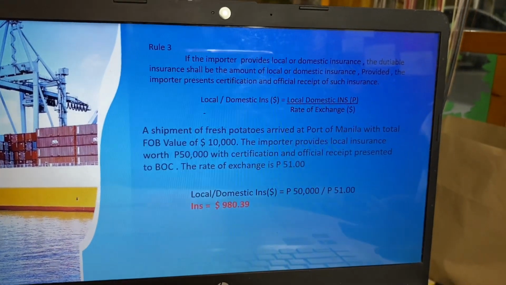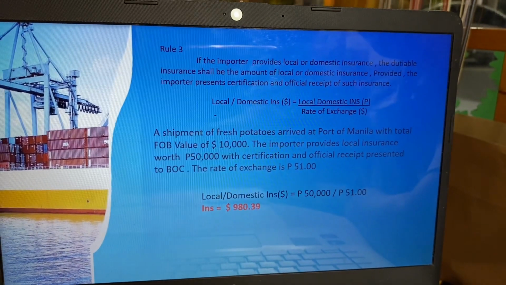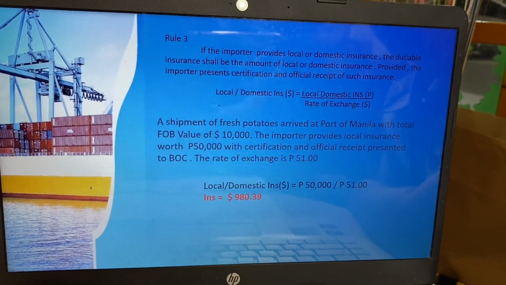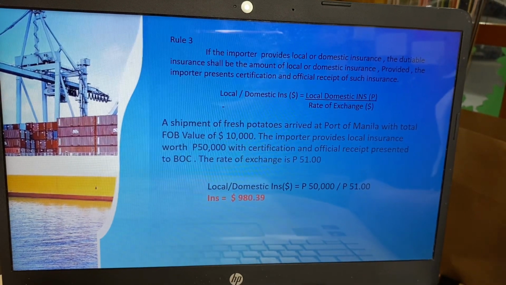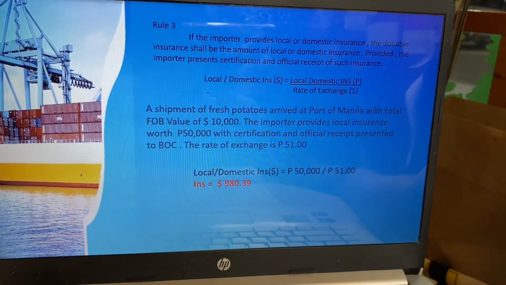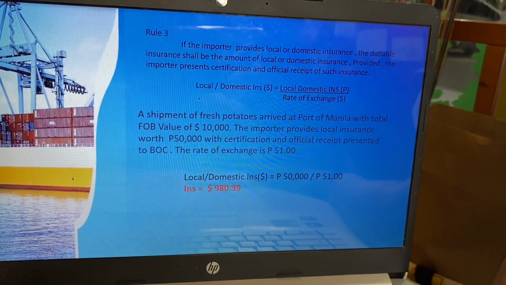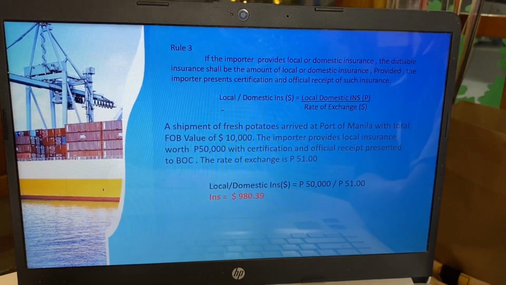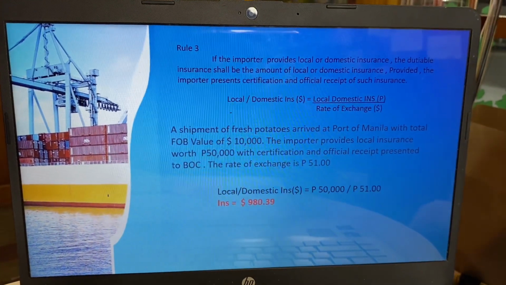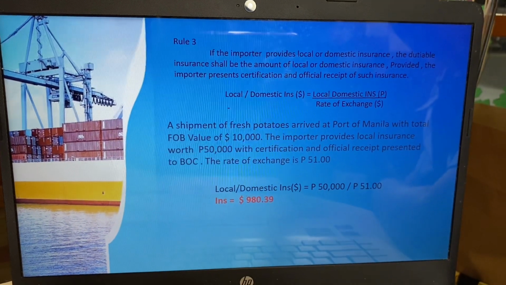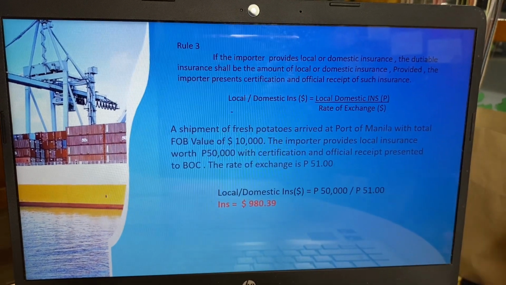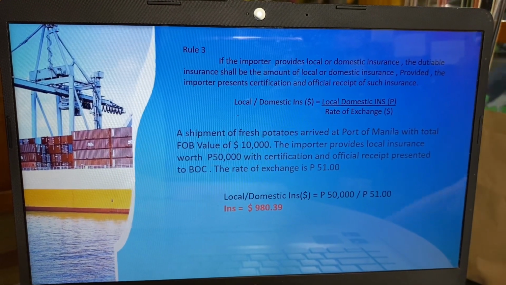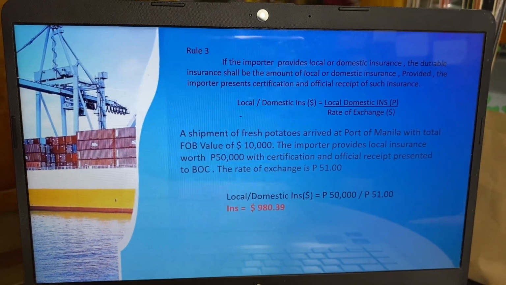Next we have rule number 3. If the importer provides local or domestic insurance, the dutiable insurance shall be the amount of the local or domestic insurance, provided the importer presents a certification and official receipt of such insurance. In rule number 3, the local domestic insurance is in pesos since it is local, so it needs to be converted using the rate of exchange to US dollars.